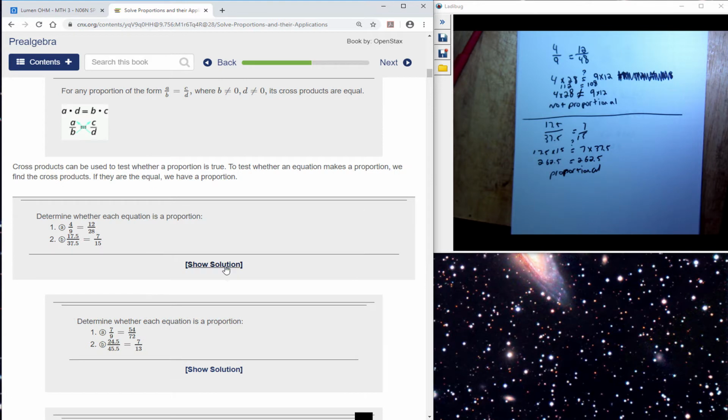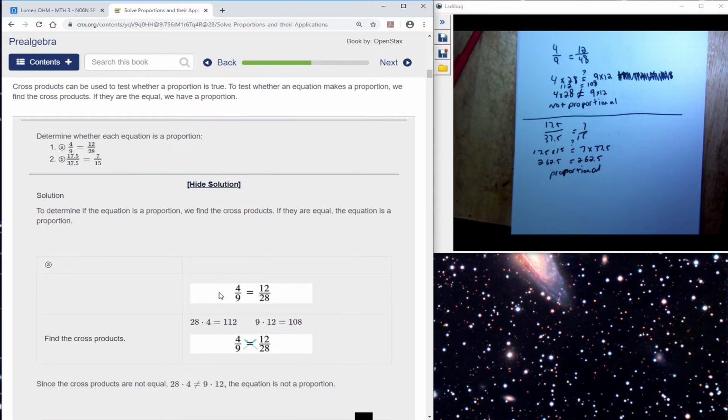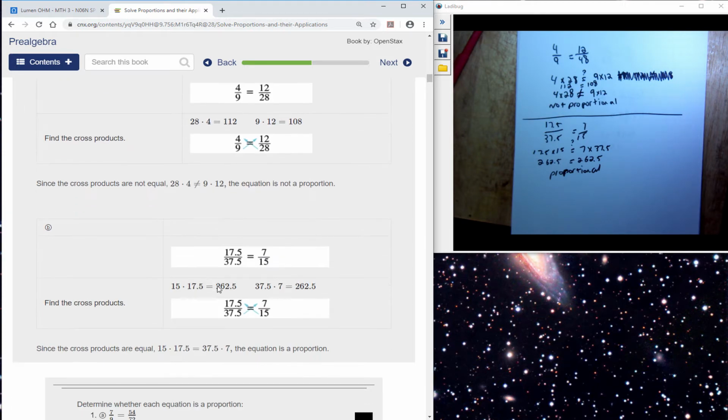Determine whether or not they're proportional. So I have 4/9 and 12/48. I cross multiply, and I see that one is 112 and the other is 108. Therefore, they're not proportional. Next one I have here, 7 over 5 and 37.5 over 15. Then I cross multiply. I get 262.5 on one side and 262.5 on the other. They are proportional.